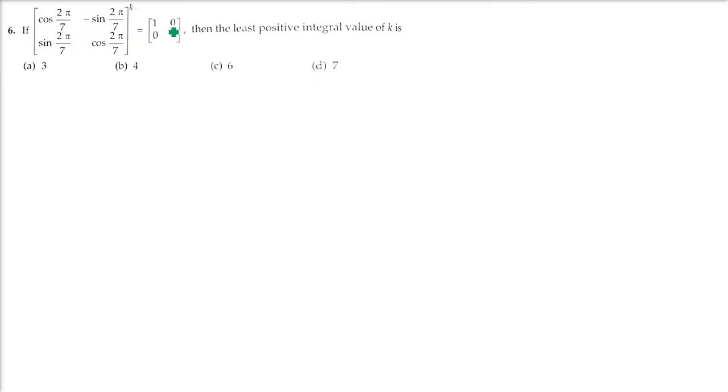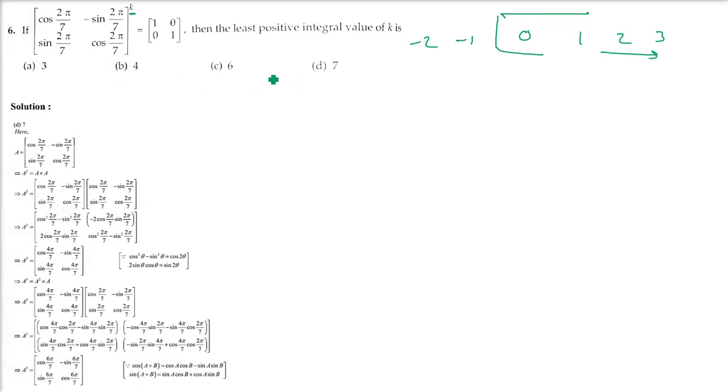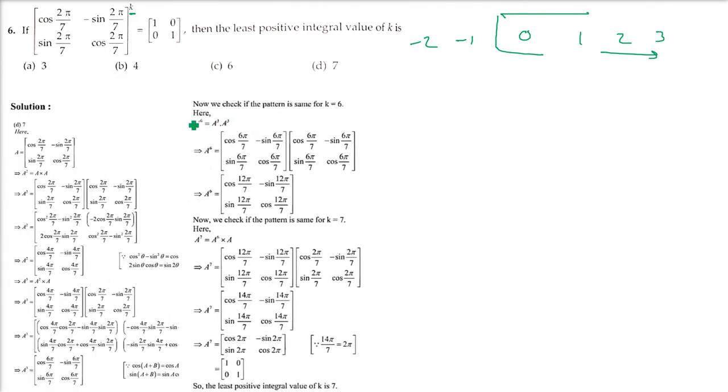This raised to power k is identity matrix. Then the least positive integral value of k is, means for that value of k, when this left hand side will become an identity matrix, we have to find when it will become an identity matrix. So this will not come in MCQs, because it will take a long time. It is actually a 5 marks question, but still we are going to do it here. But I'll show you how to do it one by one, because doing it will take a long time.